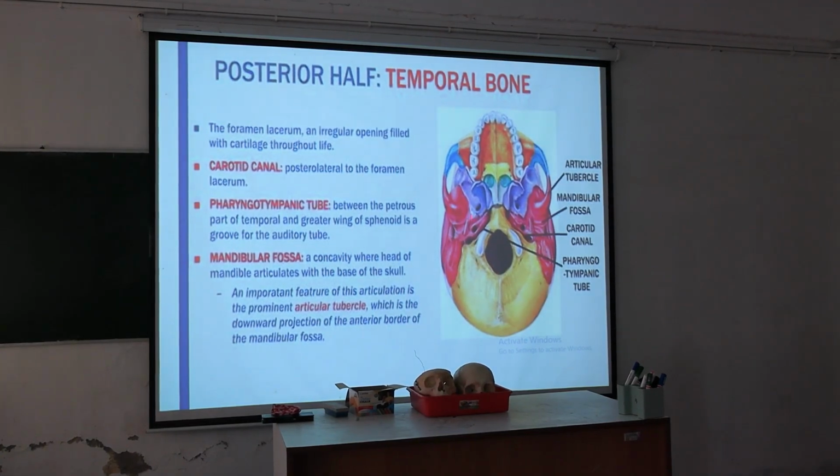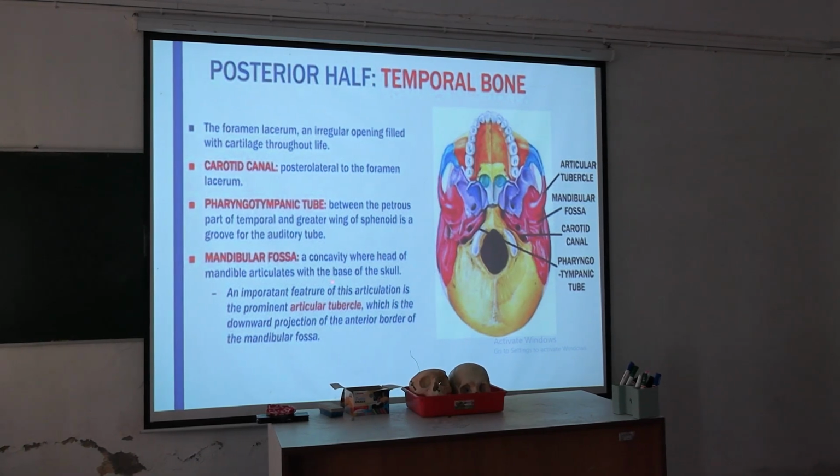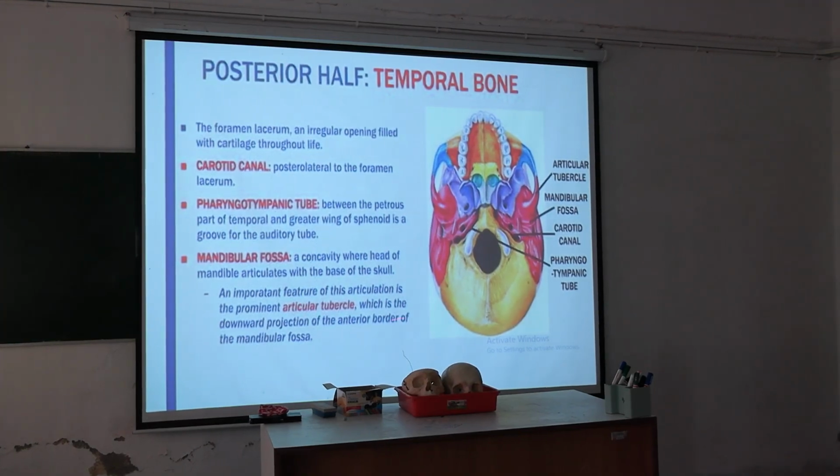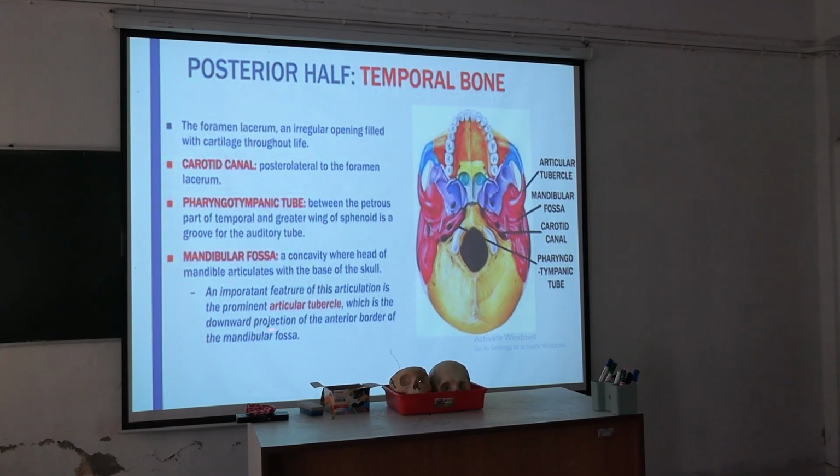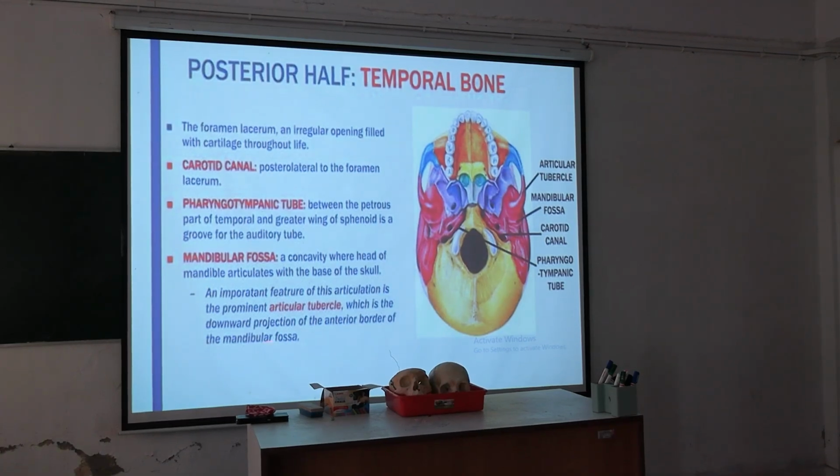Next, we are going to the mandibular fossa. Here is the location of mandibular fossa. It is a concavity where head of the mandible articulates with the base of the skull. An important feature of this articulation is the prominent anterior tubercle. Here is one projecting part that is known as anterior tubercle, which is the downward projection of the anterior border of the mandibular fossa. And this mandibular fossa takes part in formation of the temporomandibular joint.